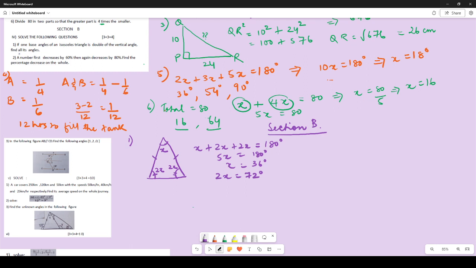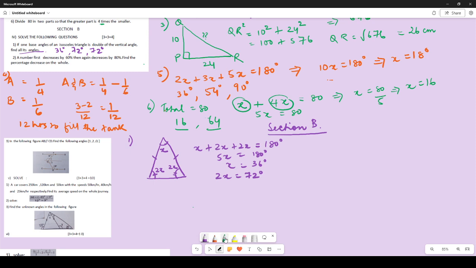It says find all its angles. So you have to write 36 degrees, 72 degrees and 72 degrees, right? So that will give you the correct answer. Okay, that is how you are supposed to do it.